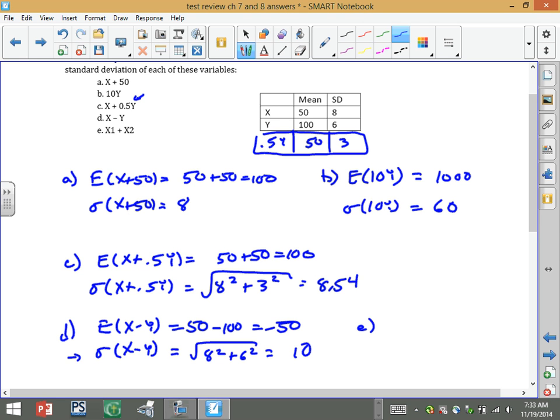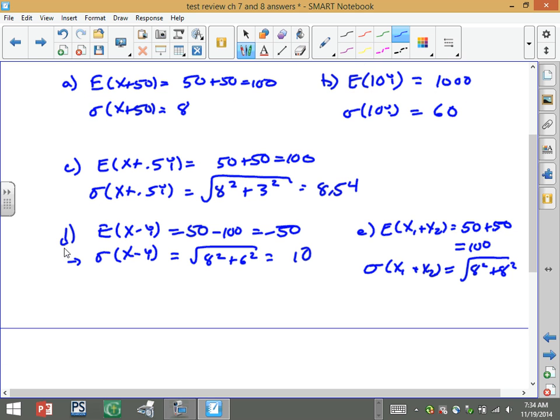And finally, E, x1 plus x2. This is just like doing x twice. So the expected value of x1 plus x2, you just take 50, add 50, so that's 100. And then the standard deviation of x1 plus x2, we have to use variance because we're combining random variables. So 8 squared plus 8 squared. And if you take the square root of that, that's 11.31.